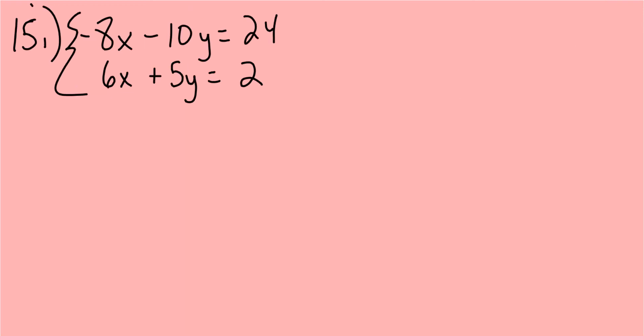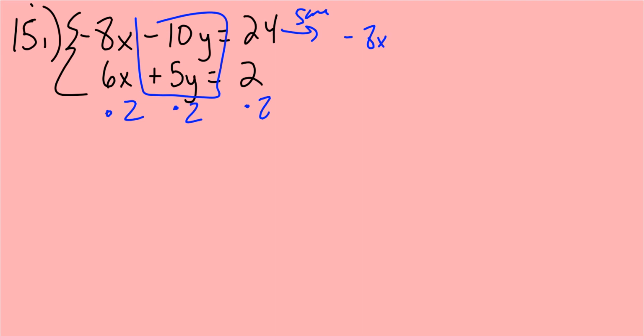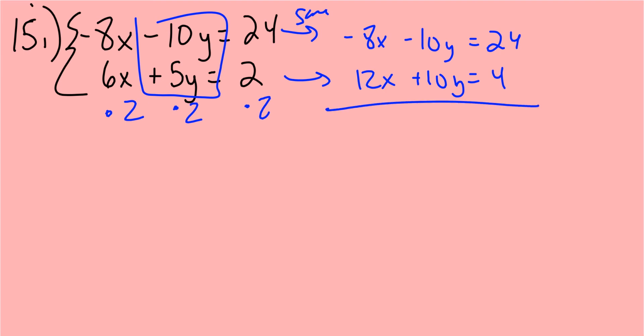Alright, 15, once again, they're already lined up, so I need to multiply the bottom by 2 because I want the y's to cancel. So the top is going to stay the same. It's going to become minus 8x minus 10y equals 24. The bottom is going to turn into 12x plus 10y equals 4. Now I'm going to add vertically. The y's cancel. I end up with 4x equals 28.